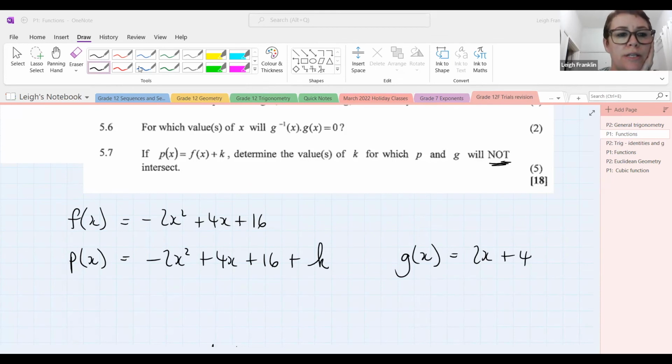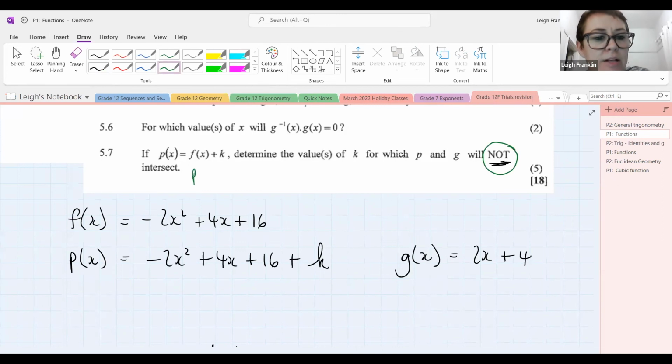The words not intersect mean they have what sort of roots? What does the words not intersect mean? P and G have what sort of roots? You're very close, Cassandra, not negative. Something is negative, but it's not the roots necessarily.